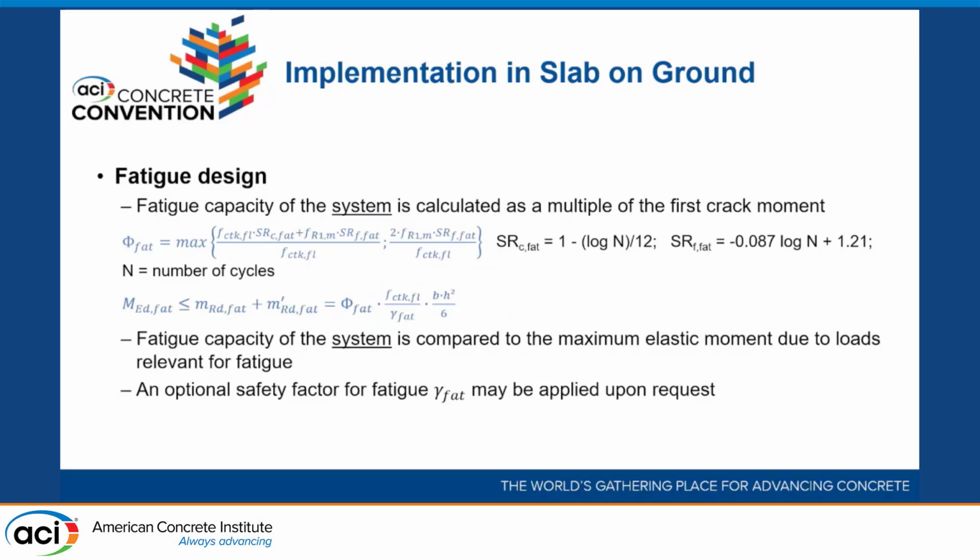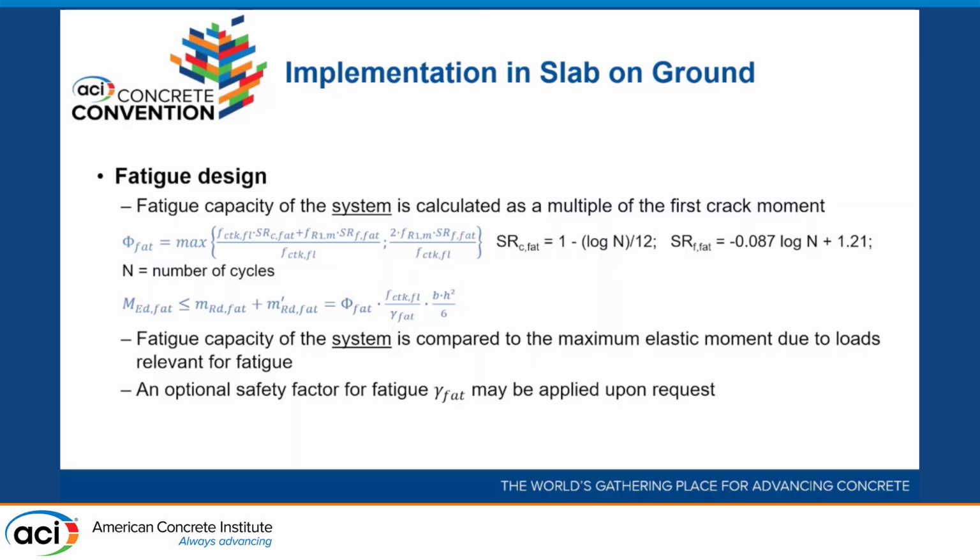The fatigue capacity of the system is calculated as a multiple of the first crack moment, and I'll show that in numbers here in a bit. But it's this phi factor for fatigue, the maximum. Here you can see the stress ratio for uncracked and the stress ratio for cracked at FR1. There's our FR1, there's our first crack strengths here, and this one is for FR1, and this is cracked. And we use a large of those.